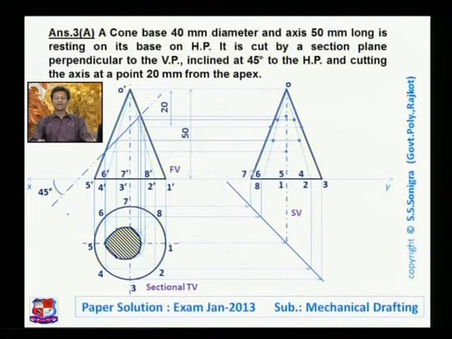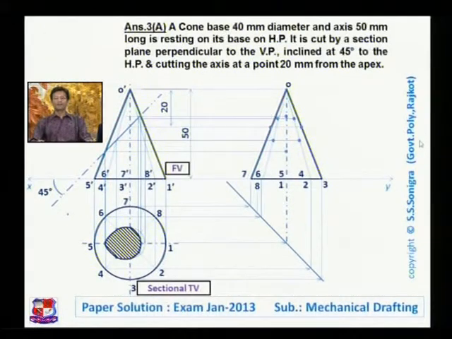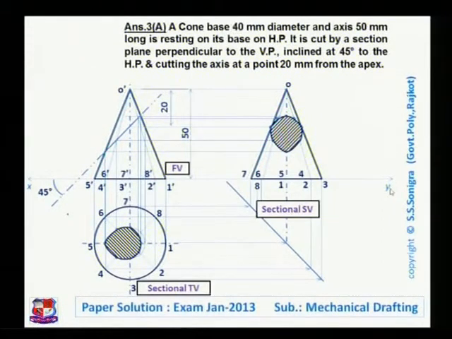So join all these 8 points with a smooth curve like this and draw section lines in this portion. Hence this represents the sectional side view of the given problem. So till now we have drawn the front view, sectional top view and sectional side view of the given problem. Now we have to draw the true shape of the section.